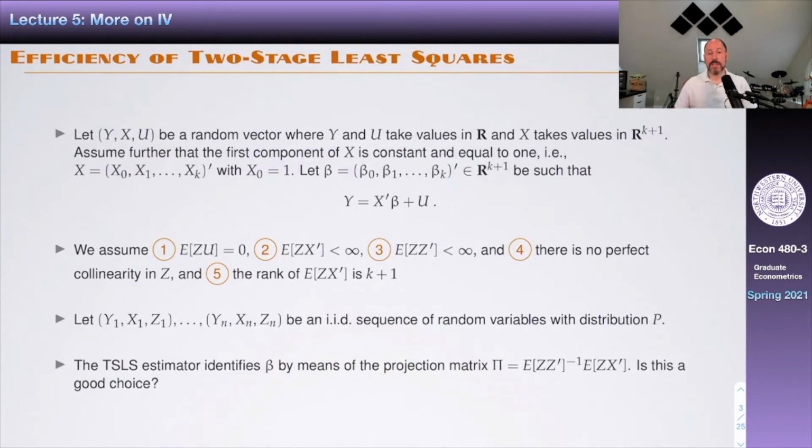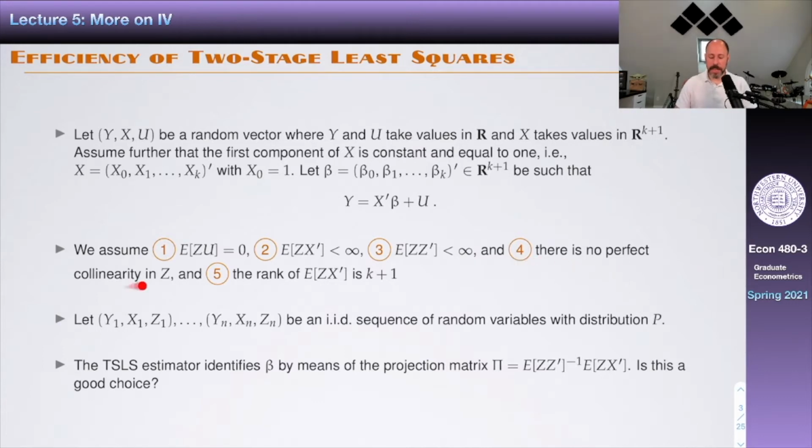So let's get started. The setting that we're going to consider is the same one that we had last class. I'm not going to read all this again, but it's just y equals x prime beta plus u. And we're going to assume that the instrument is exogenous: the expected value of Zu is 0. That the expected value of ZX prime is finite. This expectation is well defined. The expected value of ZZ prime is finite. Again, this expectation is well defined.